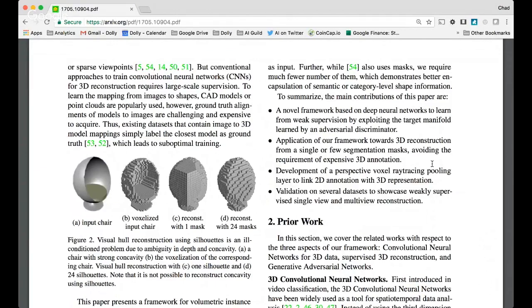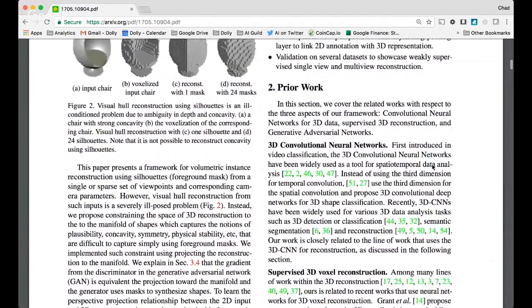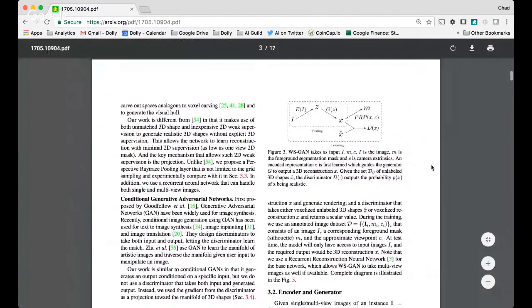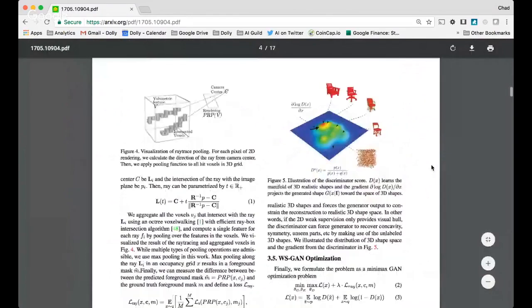manifold projector. So if you could go further down in the discriminator section.